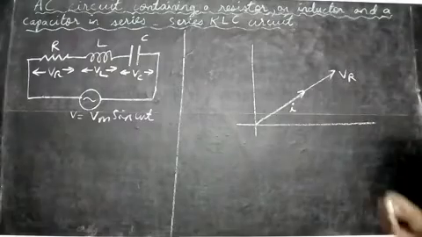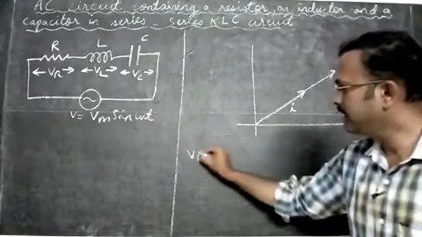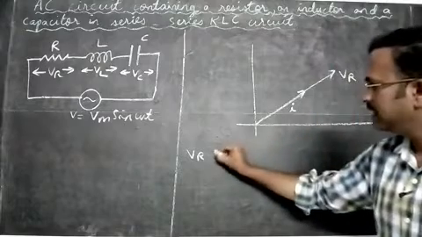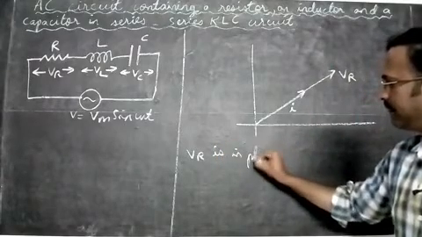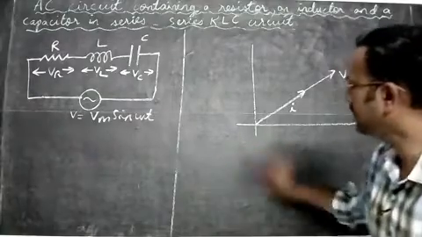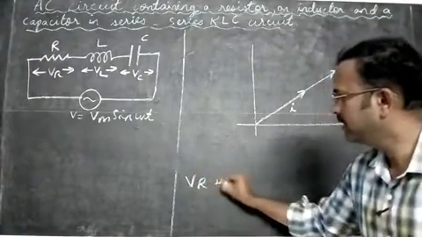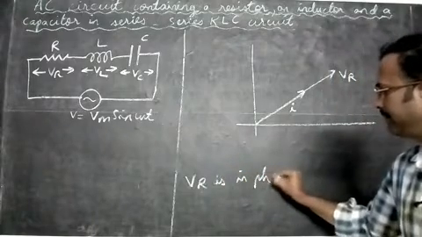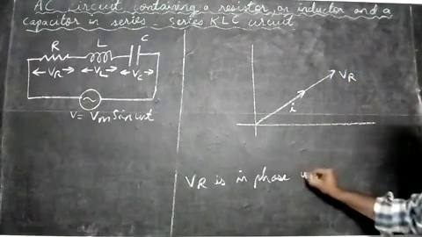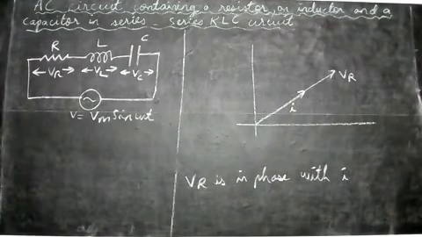Okay, next you take the inductor here. First I'll write this one. VR, that means the voltage across the resistor, is in phase. I don't have space here, so let me write down, I need some more space. VR is in phase with the current I. I means current.